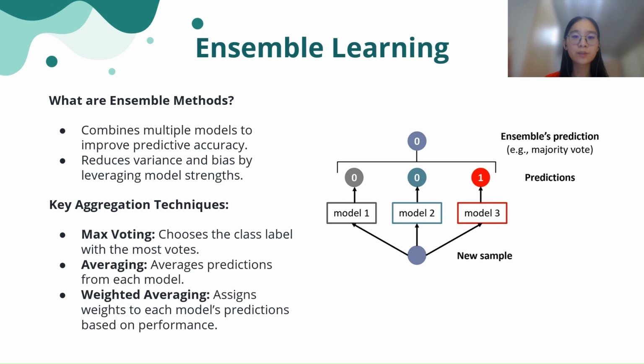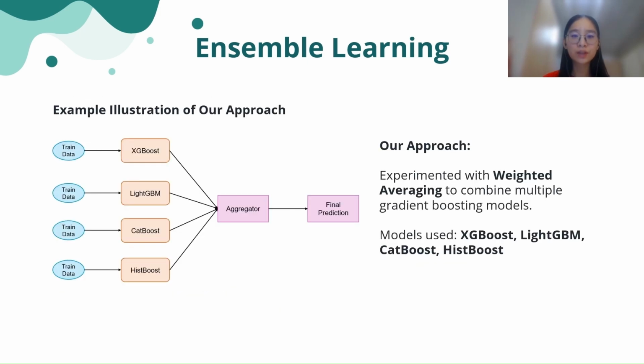Finally, we tried using the ensemble methods to combine multiple models to boost predictive accuracy. This utilizes the strengths of each model to reduce both variance and bias in predictions. There are a few key techniques for aggregating these models. First, max voting, which picks the class label with the most votes across models. Next, averaging, which simply averages each model's predictions. And finally, weighted averaging, which assigns weights to models based on their performance, allowing stronger models to have more influence on the final prediction. In our approach, we use the weighted averaging method.